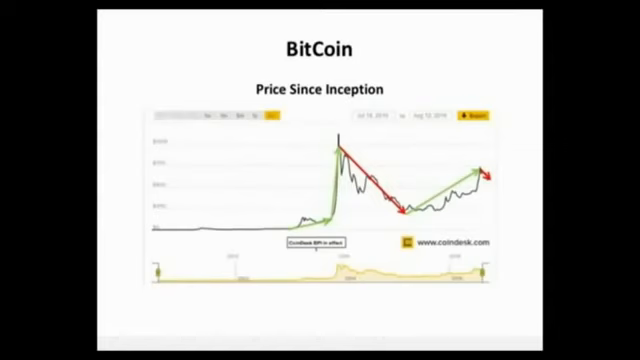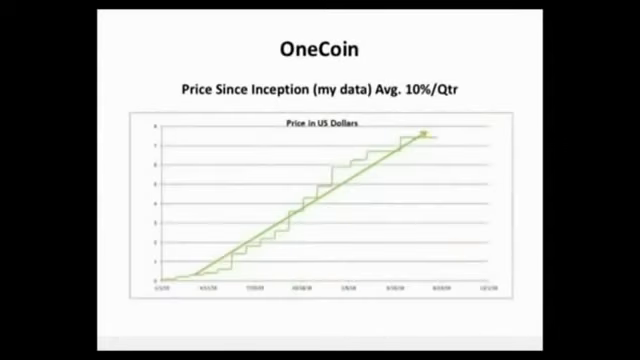The OneCoin, next slide, is showing a steady increase of about 10% every 3 months. And this has been holding for over a year now. Now 10% a quarter is 54% a year. So it's been doing pretty well.